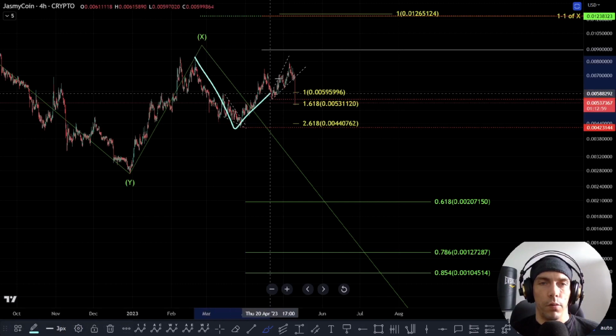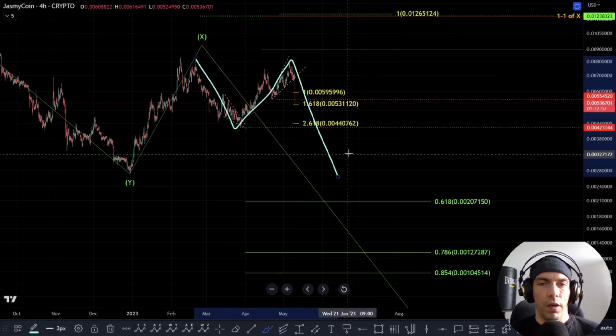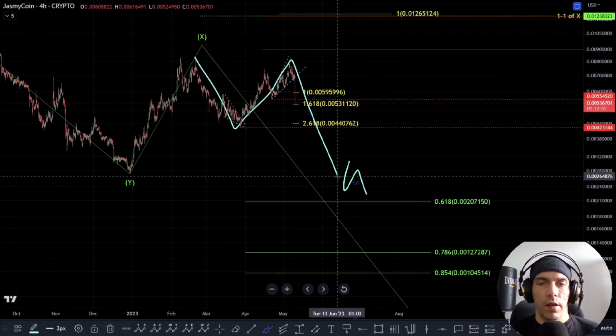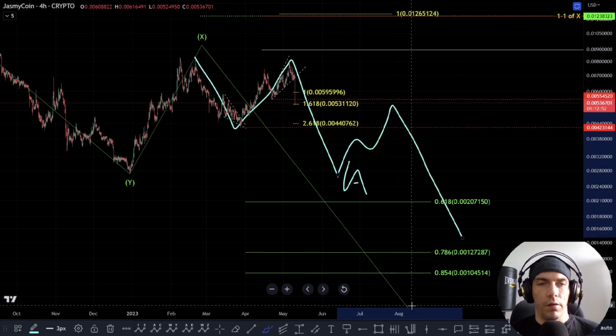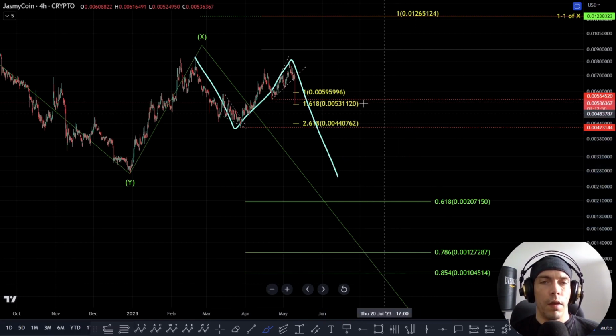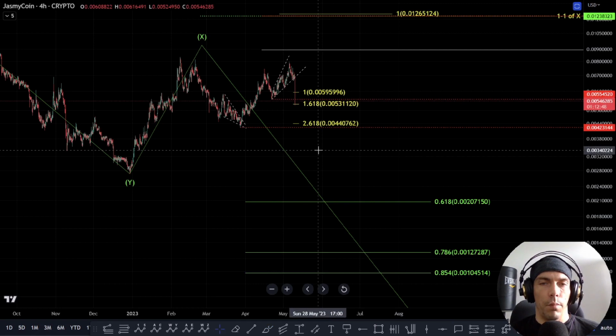So it's possible if we did break down something like this, this could become our A wave. Then basically we'd be looking for a B wave up and then a C wave back to the downside. So that would be the idea behind looking for this breakdown here.